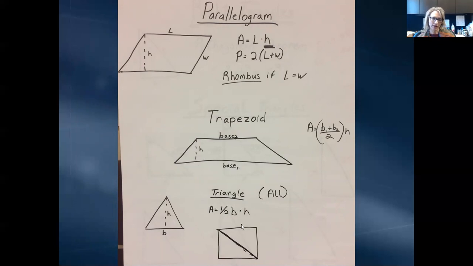Triangles, all triangles, the area of a triangle is half of the base times the height. So basically, if you had a rectangle and you put a diagonal through there, you'd break it into 2 triangles. So it's half the base times the height.